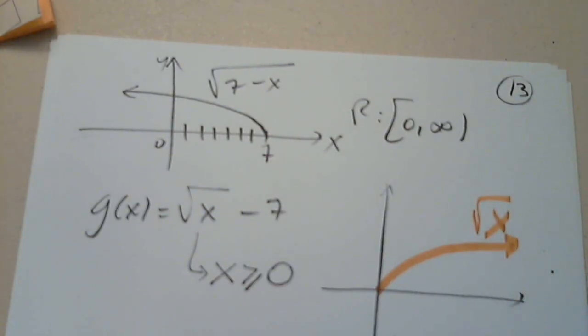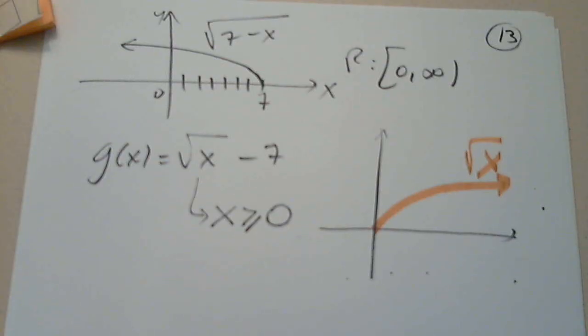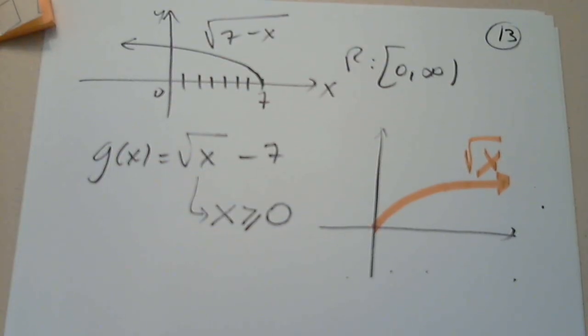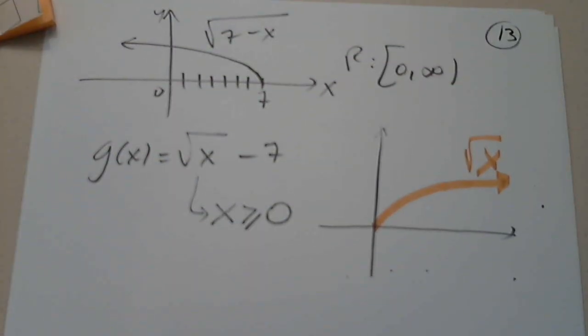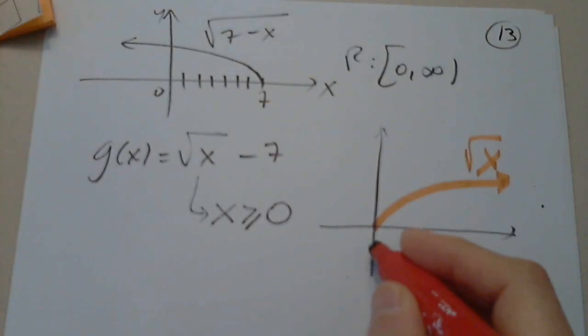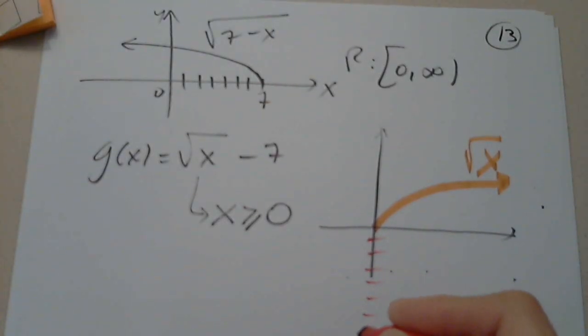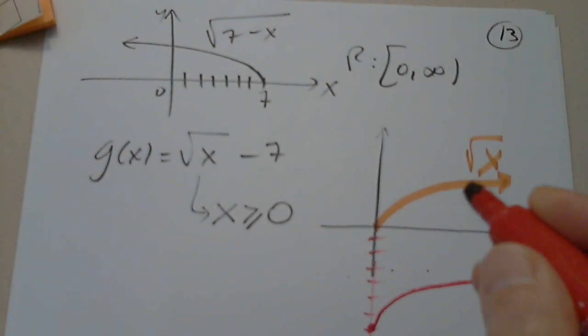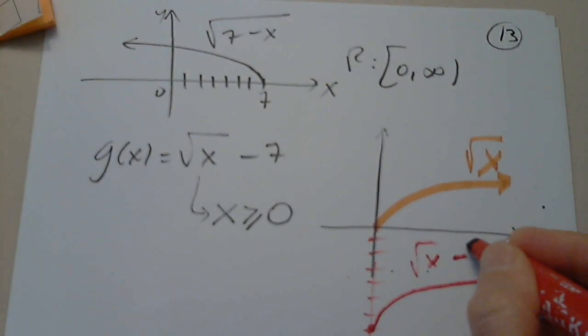Can anyone remind us what the square root of x minus 7 will look like? Where do we drag this function? Down 7? Exactly. It's y minus 7. 1, 2, 3, 4, 5, 6, 7. So this is the square root of x minus 7.